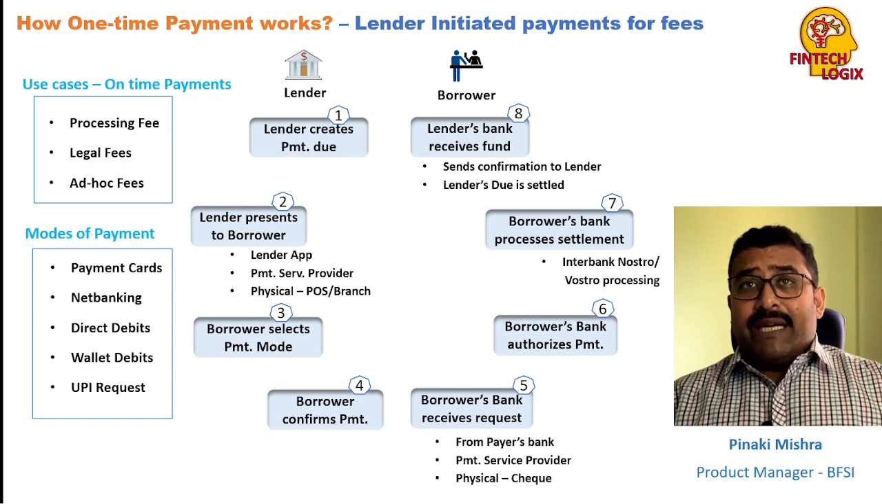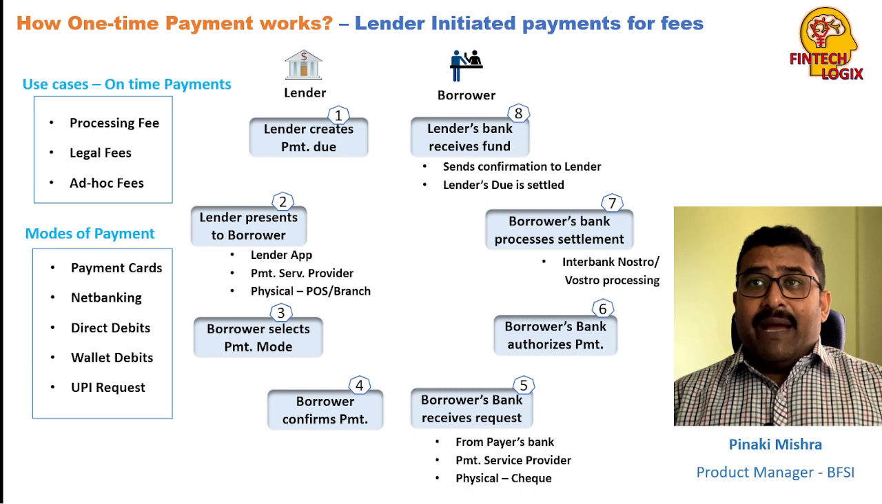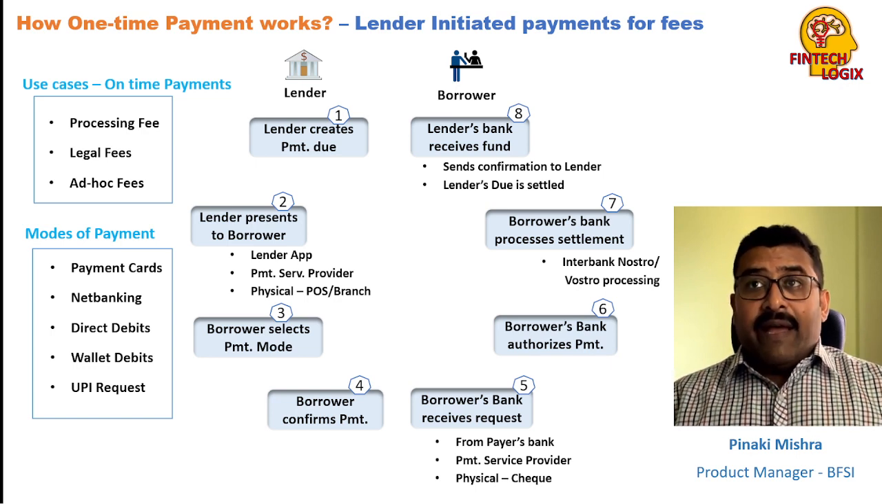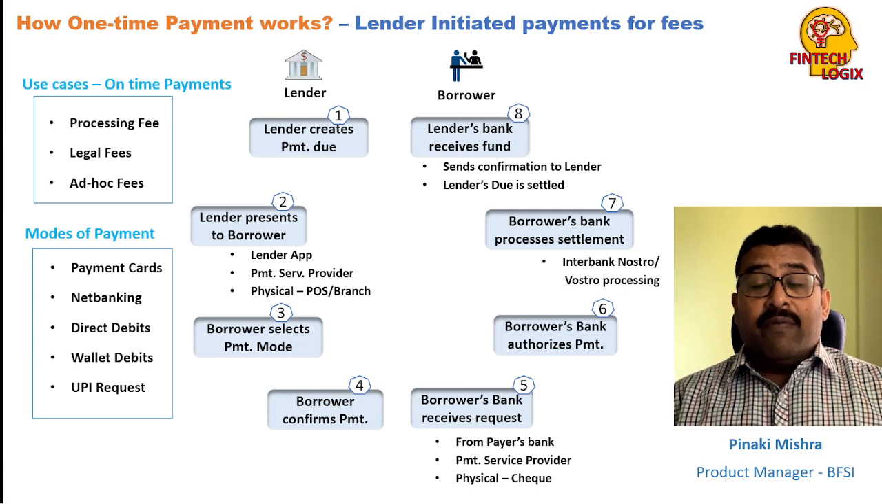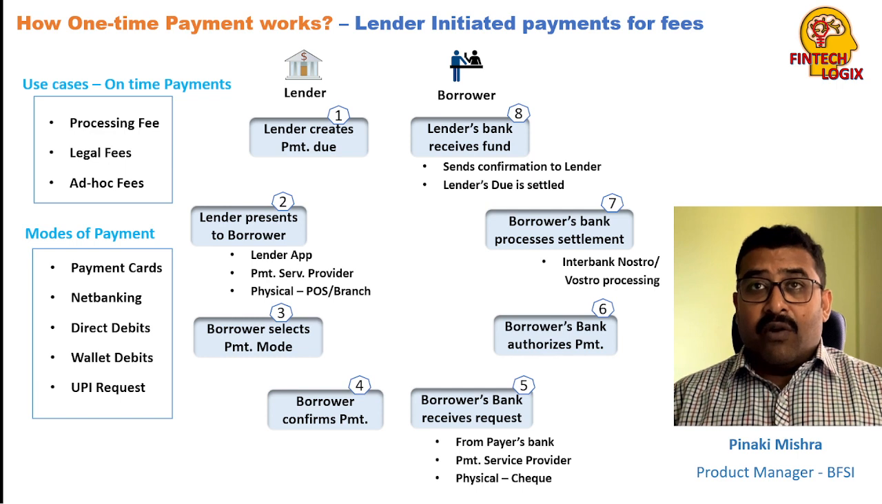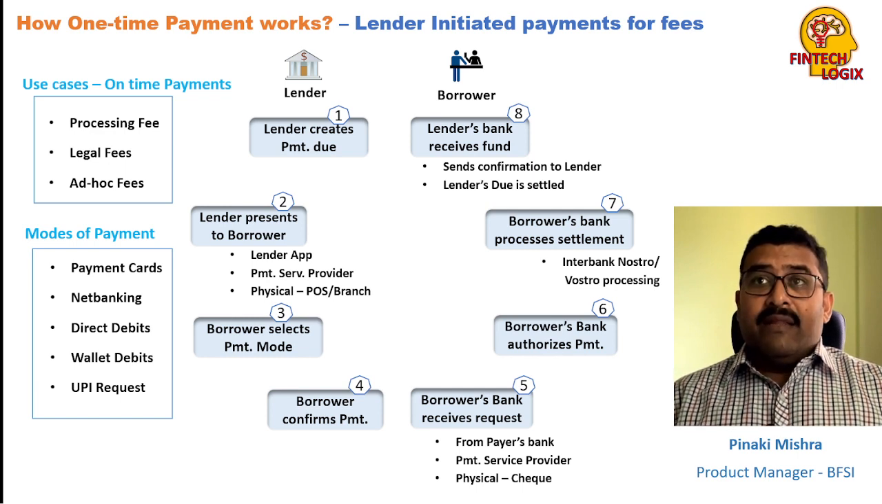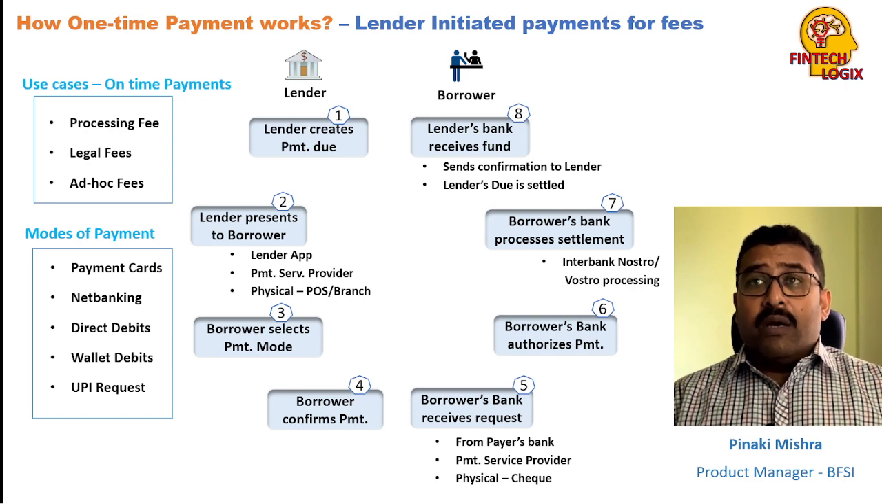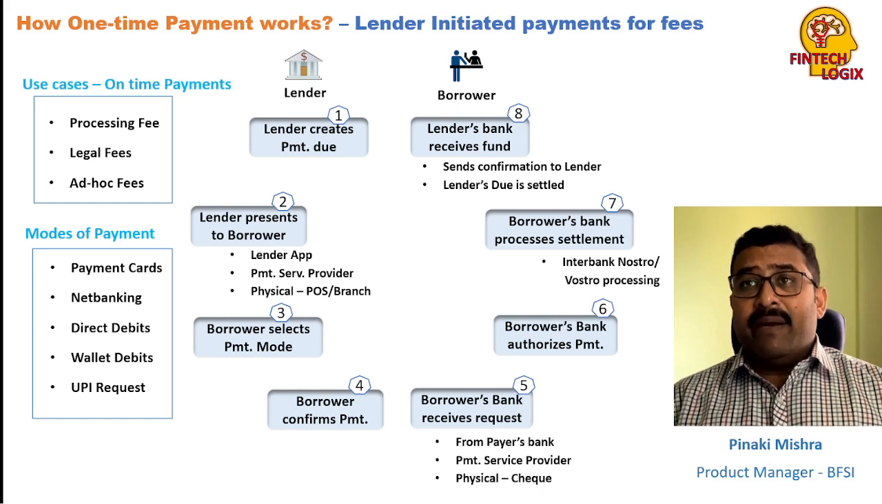So once your settlement is processed, as the batch process succeeds, the amount would be deposited in lender's bank. Lender's bank would notify the lender about the completion of the receipt for the due generated, and thus the due is settled. So in short, this is how a borrower makes a payment for any lender initiated payments in a very simple way.